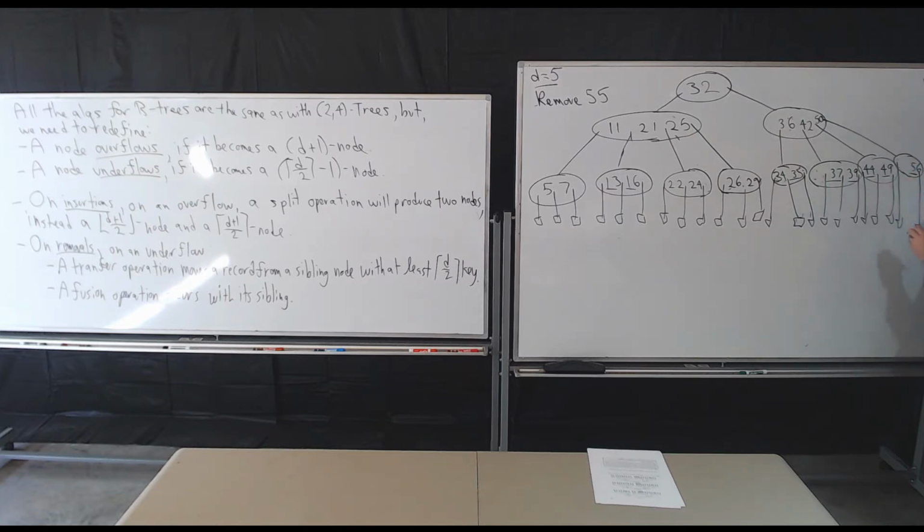Now, is this okay? Is V okay here? No. I need to do something. There's not enough records here to do well with this. My sibling is also a 3 node, so I cannot borrow one. They need to cooperate together, so I need to perform what kind of operation? A fusion operation. So I'm going to fuse W and V together.